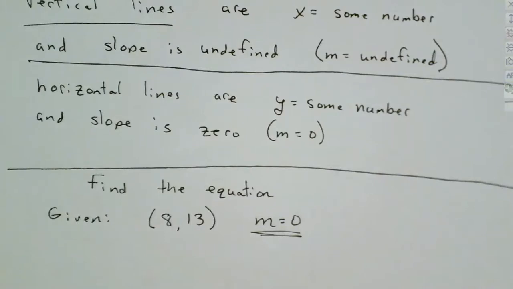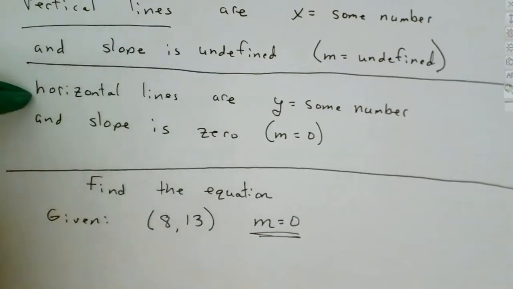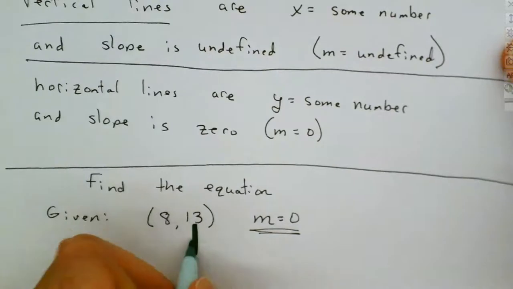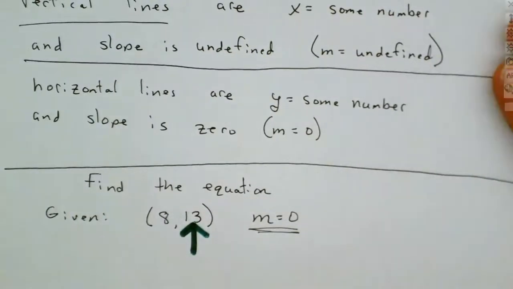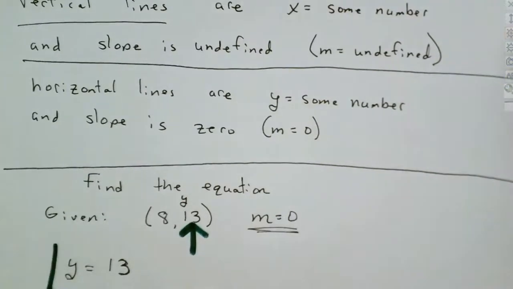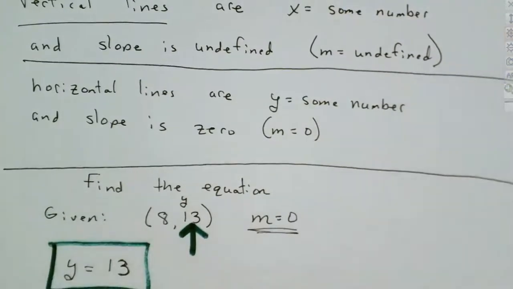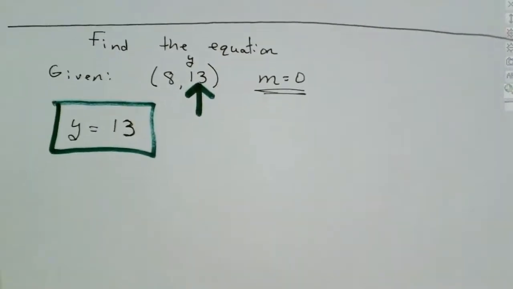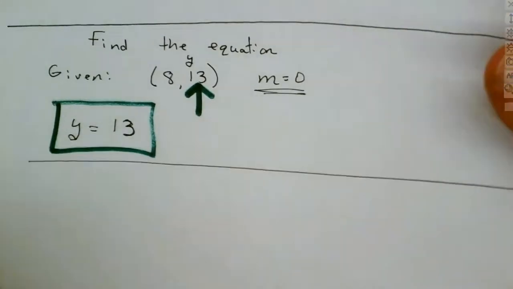Okay, so if your slope is 0, what kind of line is it? Horizontal. Okay, and what variable does it have in it? Y. What's the y component of your ordered pair? Yep, 13. So what would your answer in this one be? Y equals 13. That is it, because that line goes through that point, and your slope was 0. So if your slope is 0, it is a y-only line. Yep, that's it. That's your answer.